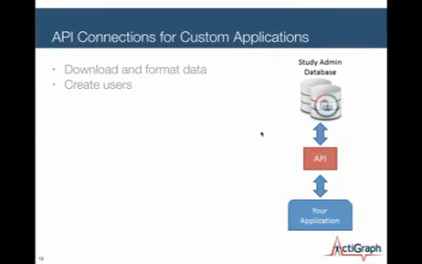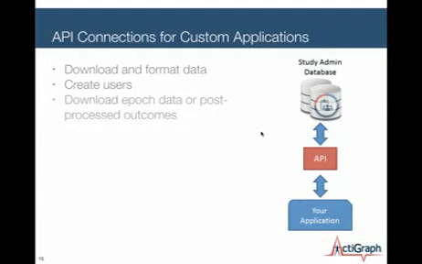You can create users in the system. So if you're looking to tie in to your application and create users on the fly, you can use the API to do that. You can download Epoch data, as we have done today, or you can download post-processed outcomes. So if you're looking to produce a report or some customized report using MVPA or wear time validation, all of these outcomes that are produced from the Epoch level data, you can pull that directly out into your application over the API as long as you have an authentication key that we would provide to you.